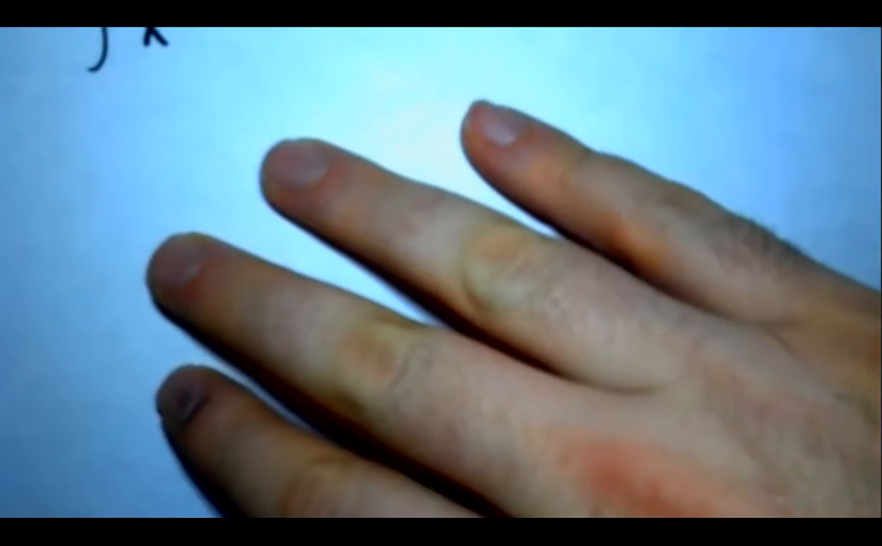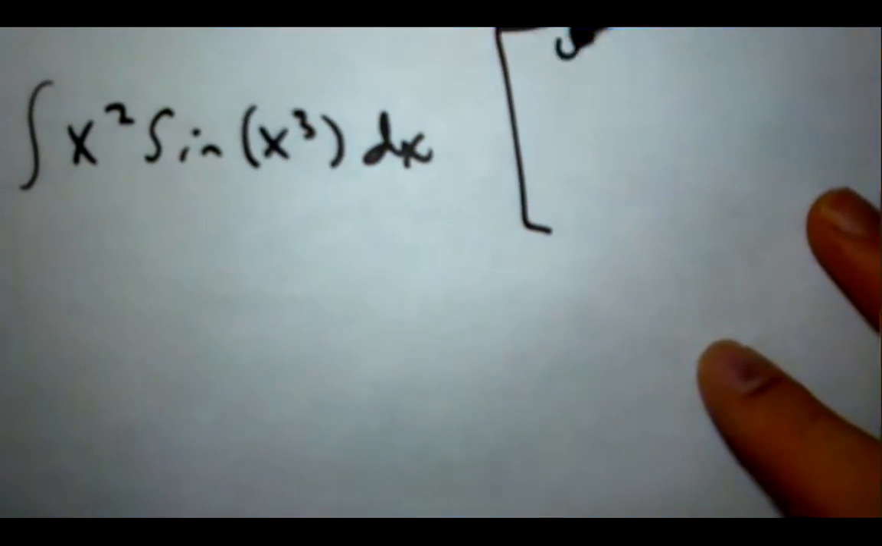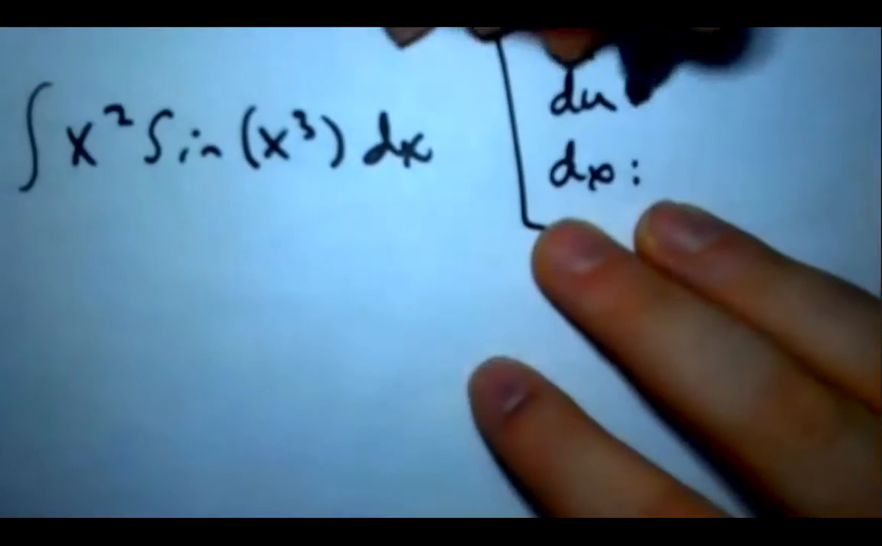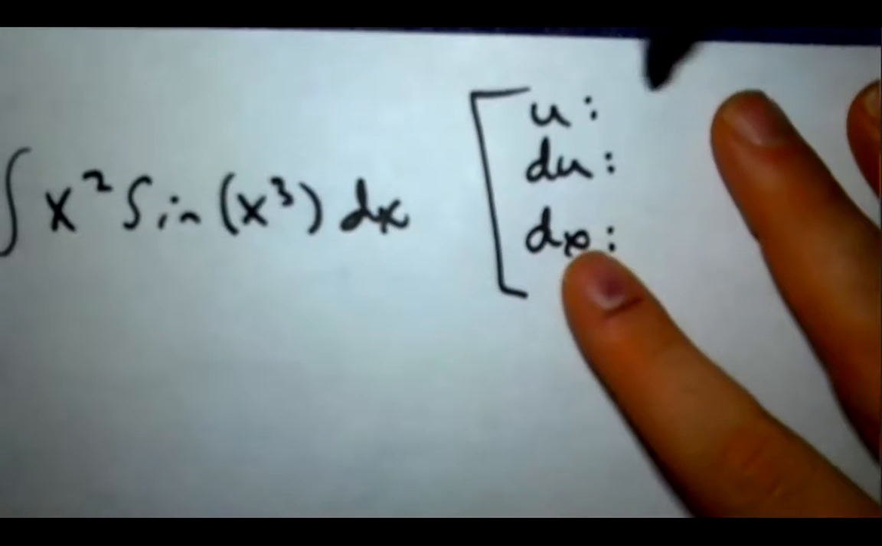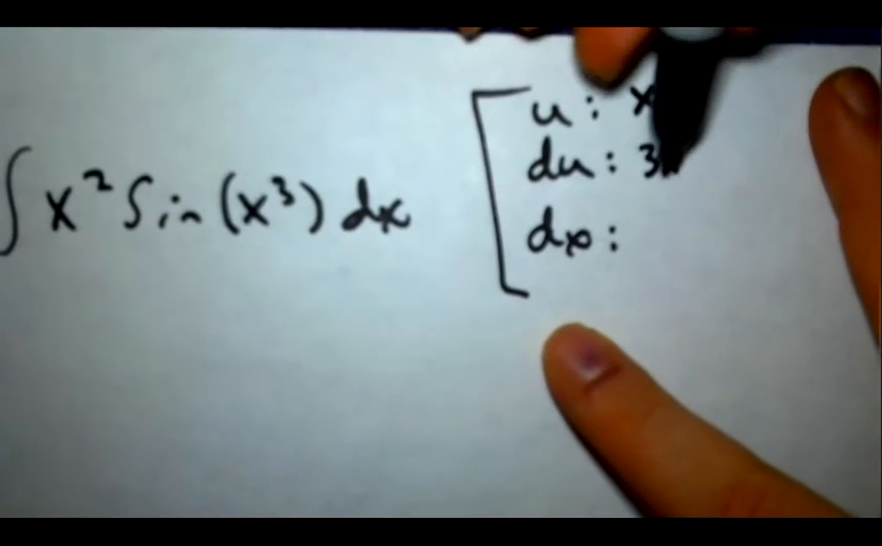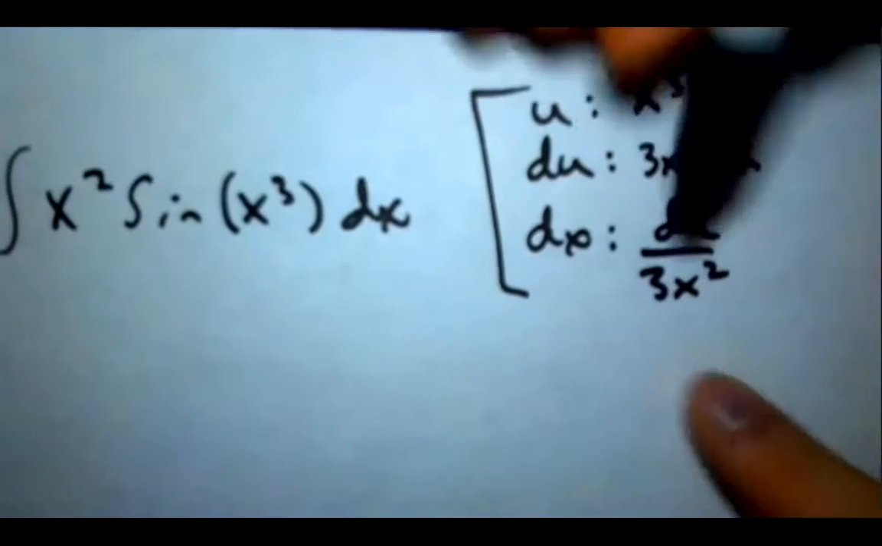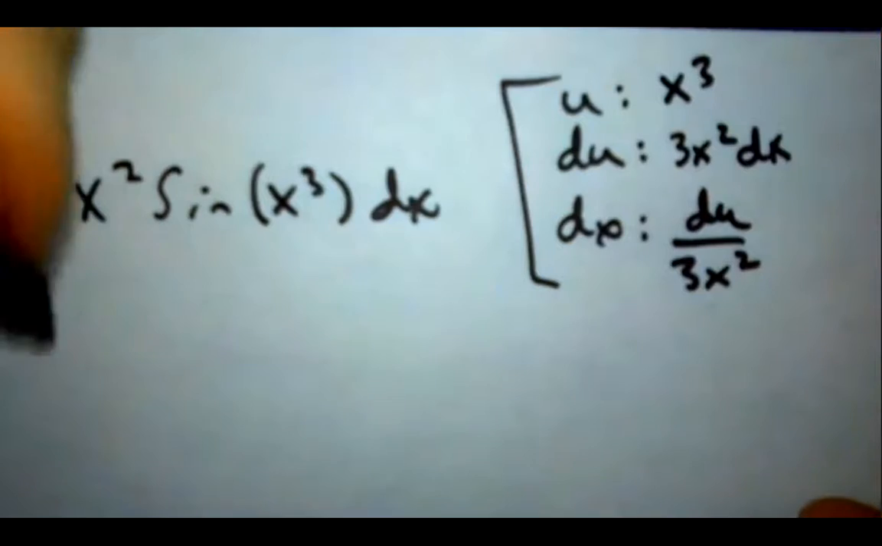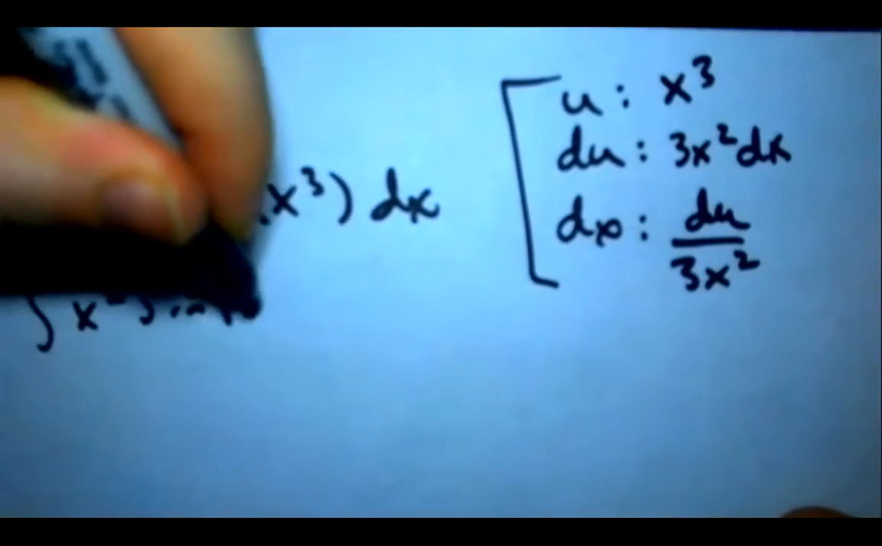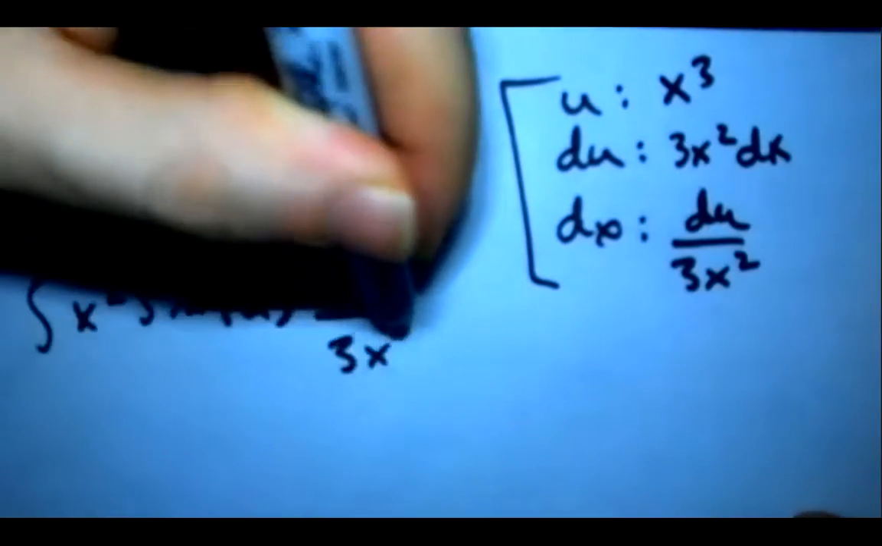Okay. All right, so now number 5, x squared sine x to the third dx. All right, hopefully no problems with this one. So we're just heading through u substitution. So u is going to be x to the third. So du is going to be 3x squared dx, which means dx is du over 3x squared. Toss this stuff in. You've got x squared sine u du over 3x squared.